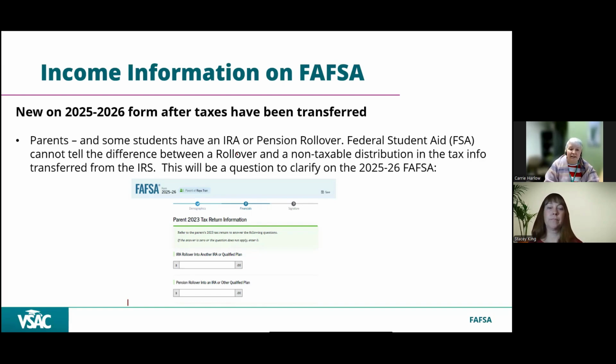But if parents or independent students have an IRA or pension rollover on their tax return from 2023, federal student aid can't tell the difference between a rollover and a non-taxable distribution in the tax information that comes from the IRS. There will be a question to clarify on the 2025-2026 FAFSA that asks about the rollover. You can't say all of it. The parent would probably have to have a copy of their taxes and be able to put down the dollar amount.